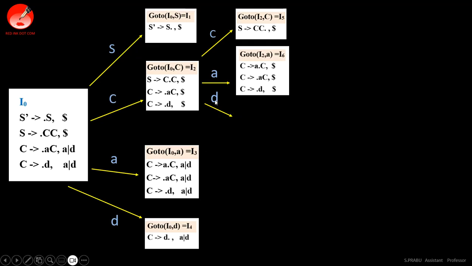For the symbol D, I write C tends to D dot dollar. These two sets are almost similar but differ in the look ahead, so this is a new set, and I name it I7. So the goto function for I2 is over.